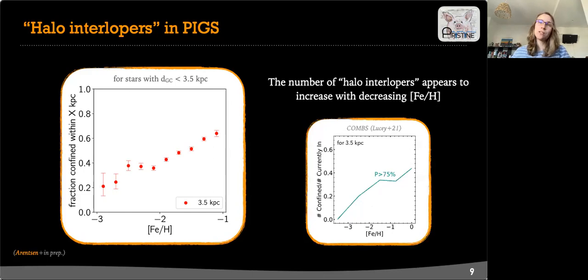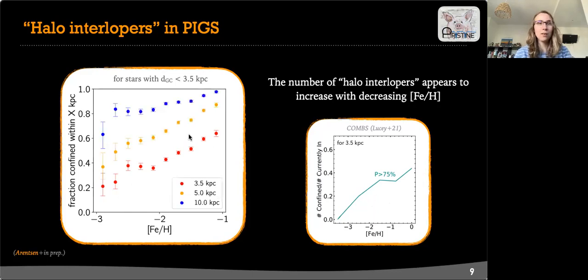The halo interlopers increasing with decreasing metallicity was also something seen last year by COMBS, a different metal poor survey. Overall, they're less metal poor and the number is also smaller, but they can see the same trend that we can now start to see in higher resolution. Our confined fraction is actually a bit higher than what was seen in COMBS, and I don't yet know why. This is all very much still work in progress.